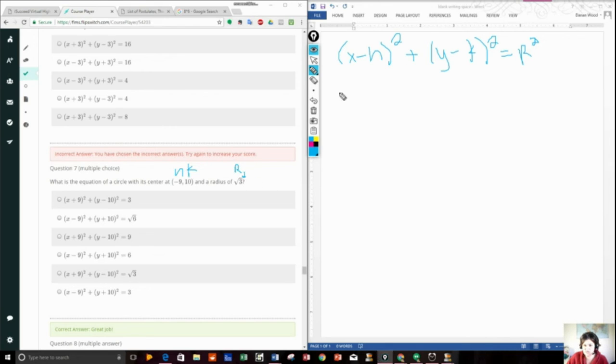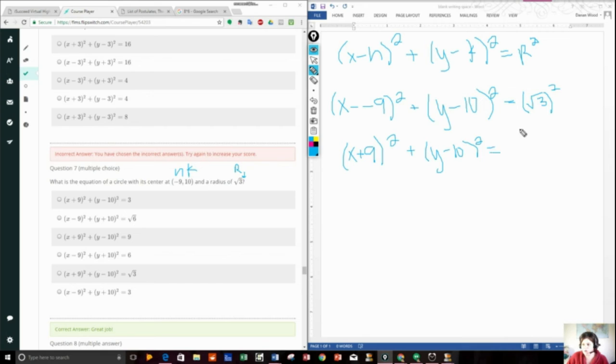So I'm going to substitute it in. H is -9. So I have x minus -9 squared plus y minus k, which is our 10, being squared, which equals our radius, the square root of 3, being squared. Okay, so x minus a -9, that is x plus 9 squared plus y minus 10 being squared. That's going to equal, well, the square root of 3 being squared is 3.